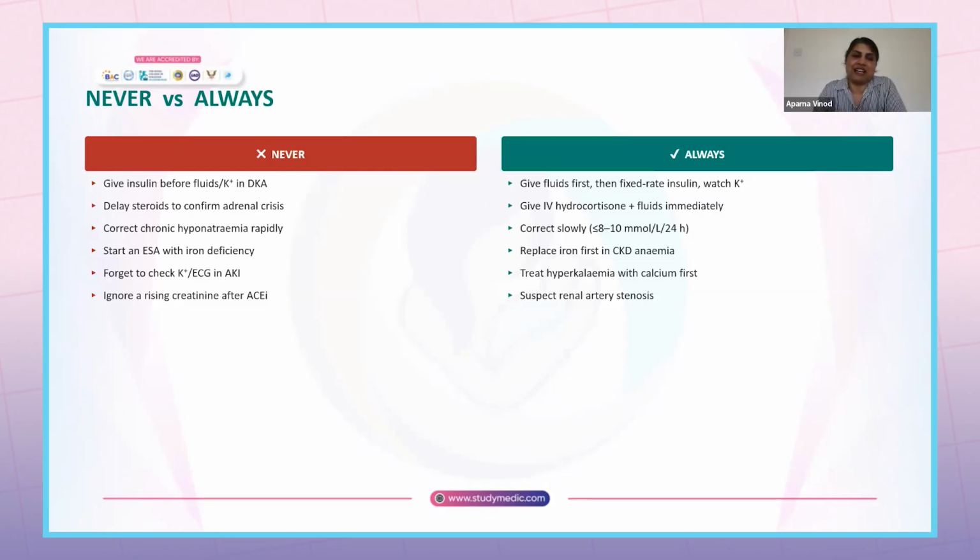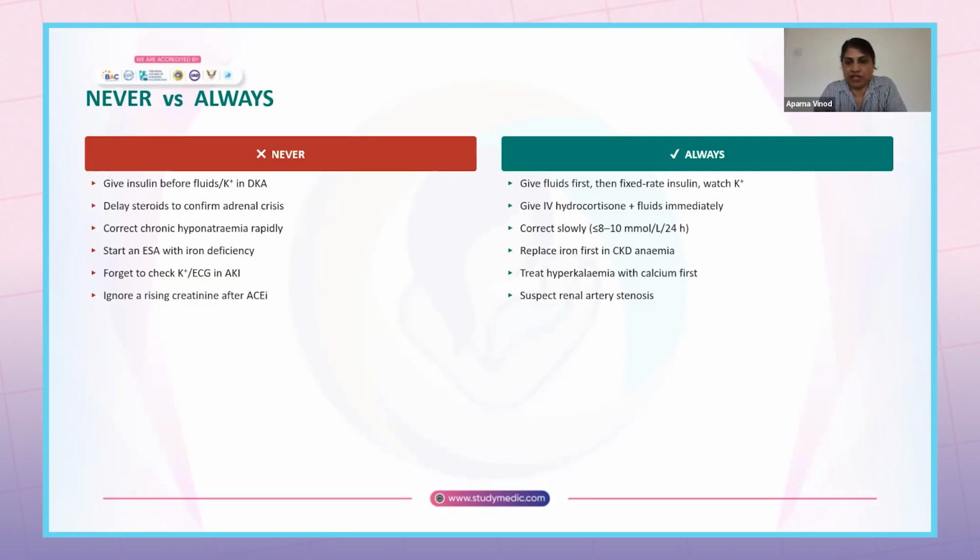So this is a table of never think or never do and always do. Never give insulin before fluids or potassium in diabetic ketoacidosis. Never delay steroids in adrenal crisis. Never correct hyponatremia rapidly. Never start erythropoietin stimulating agents with iron deficiency, and never forget to check potassium or ECG in AKI, and never ignore a rising creatinine after ACE inhibitors.